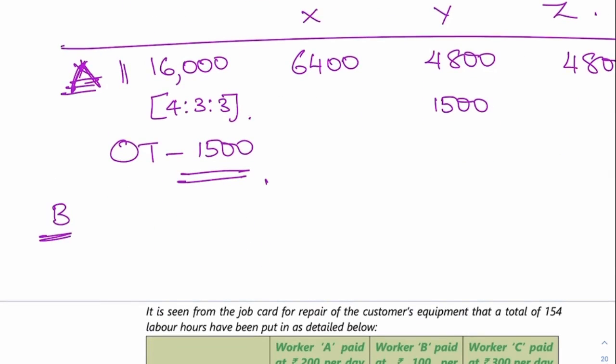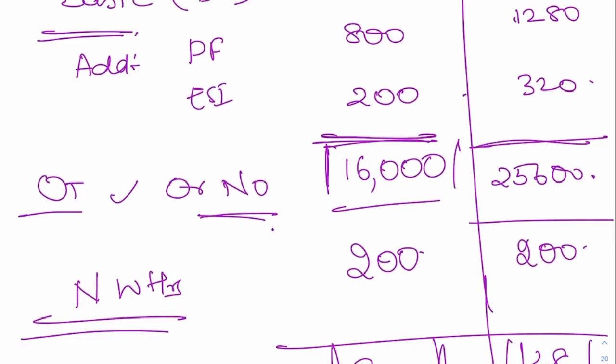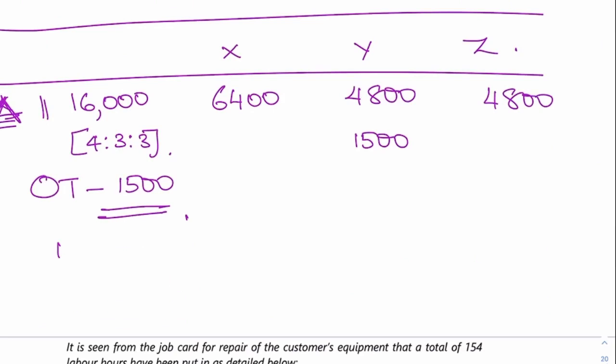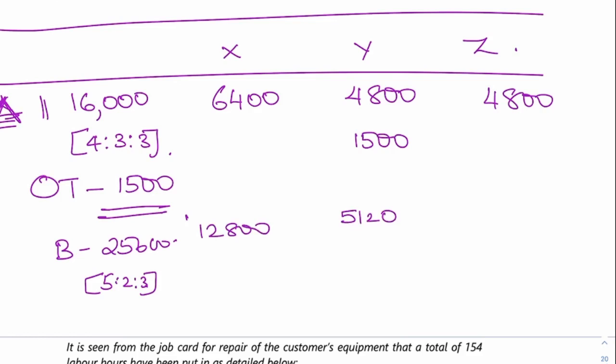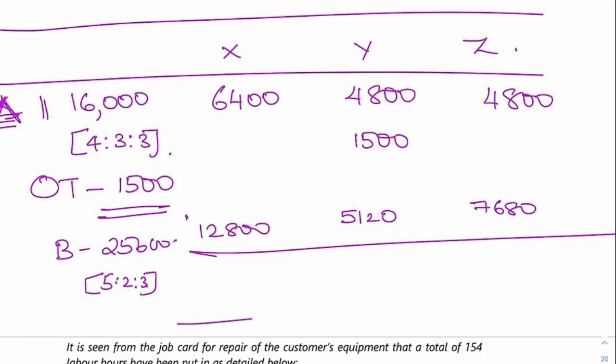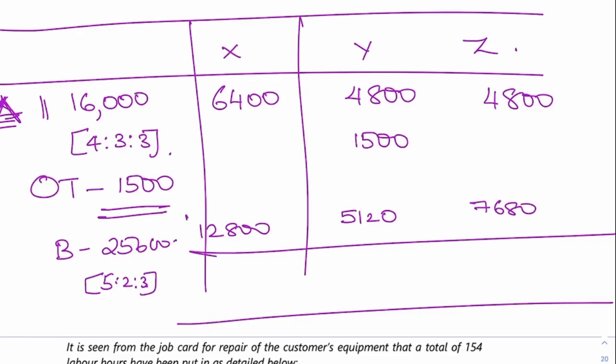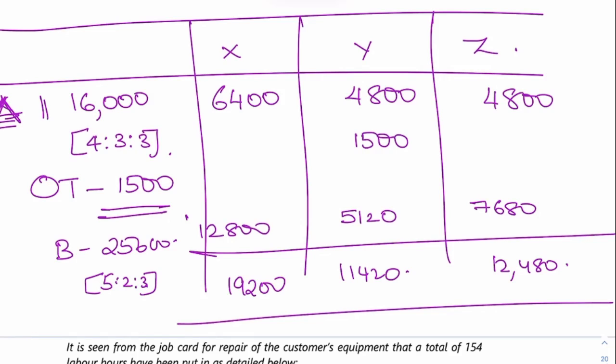Now let's come to employee B. What is the cost of employee B? See here, 25,600. The cost of B is 25,600, which has to be divided in the ratio of 5:2:3, which will be 12,800, 5120 and 7680. So the total cost of X will be these two total, which is 19,200. Are you guys clear?